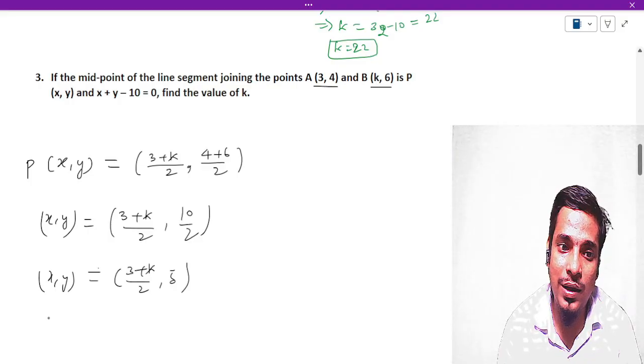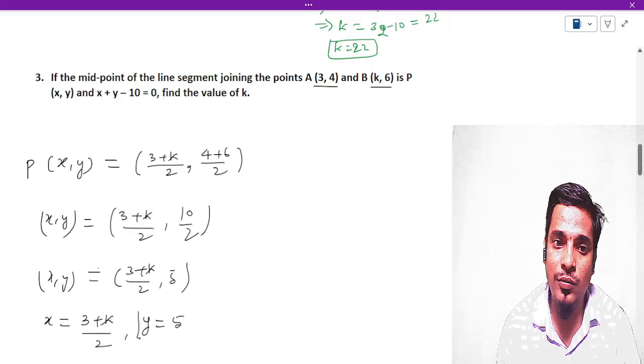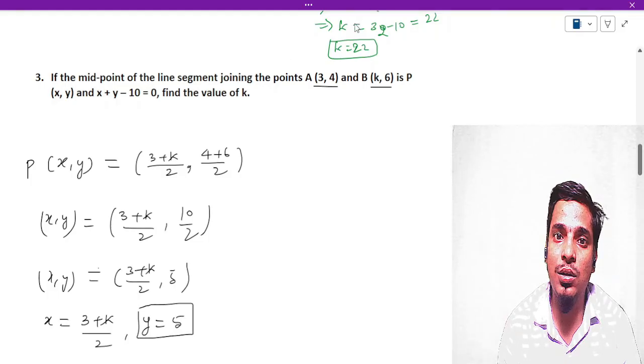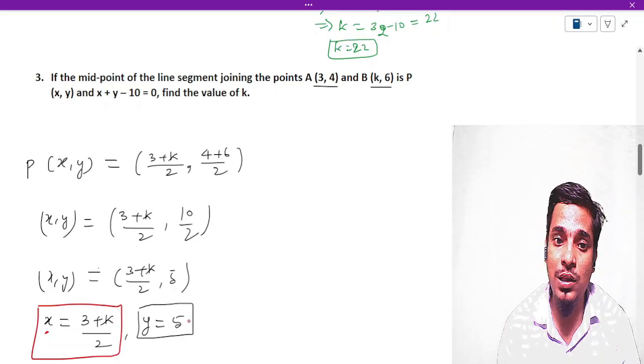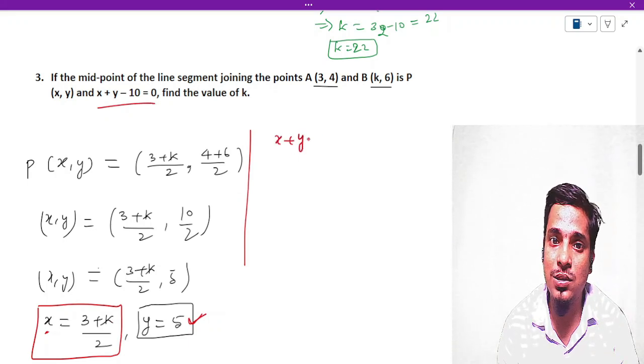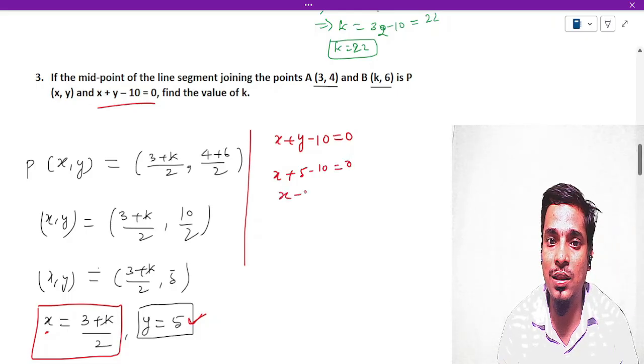So now with this we can say the x coordinate x is equal to 3 plus k by 2 and the y coordinate y is equal to 5. So we got the y value, and we got the value of x in terms of k. We need to find the value of k. Until we get the value of x, we cannot find the value of k, right? So with this y value, and the second condition given over here, x plus y minus 10 is equal to 0, we have to find the value of x by putting the value of y, right? So x plus 5 minus 10 is equal to 0. We'll get x minus 5 is equal to 0, which means the x value is 5.